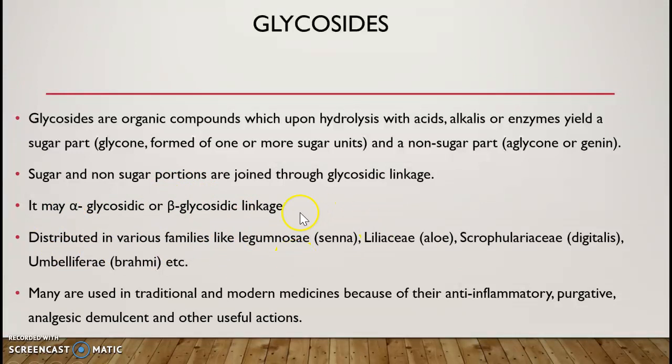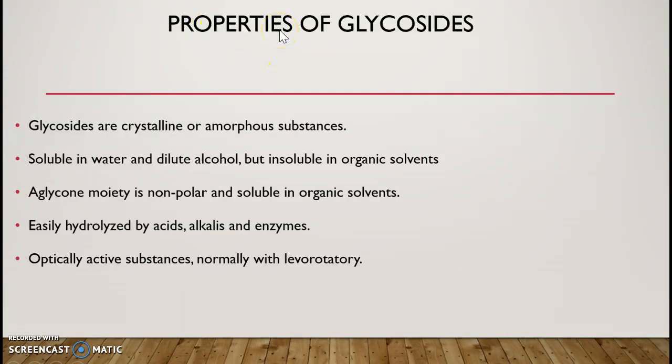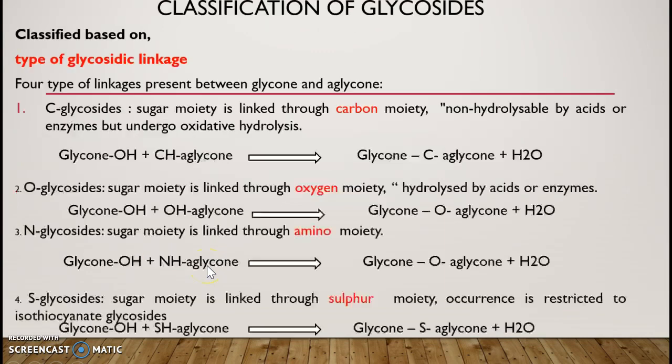They are distributed in various families like Leguminosae, for example Senna, Liliaceae, Aloe, Scrophulariaceae, Digitalis, and the Umbelliferae family, Brahmi, etc. Many are used in traditional and modern medicines because of their anti-inflammatory, purgative, analgesic, cardiotonic, demulcent and other useful actions. What are the properties of these glycosides? They are generally present as crystalline or amorphous substances. As they are present along with the sugar, they show solubility in water and dilute alcohol, but are insoluble in organic solvents. If they undergo hydrolysis giving the glycone and aglycone parts, the aglycone moiety is nonpolar and soluble in organic solvents but insoluble in water. They are easily hydrolyzed by acids, alkalis and enzymes. They are also optically active substances and normally levorotatory.